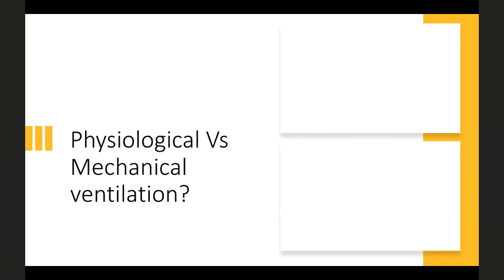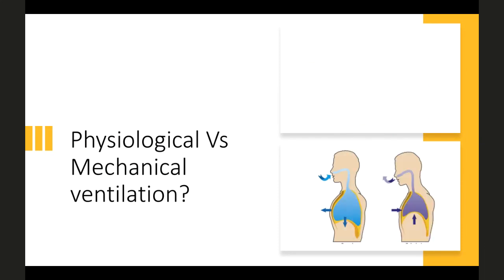Now, what happens during physiological ventilation? When you just took a deep breath, your diaphragm contracted, your chest was expanding, negative pressure was created inside the thorax, and the air is drawn in. Then when you exhale, the diaphragm goes back to the normal position, the chest cavity contracts, and passively the gas mixture is exhaled. This is physiological ventilation.